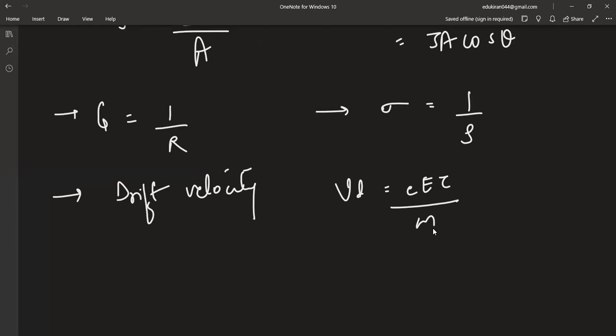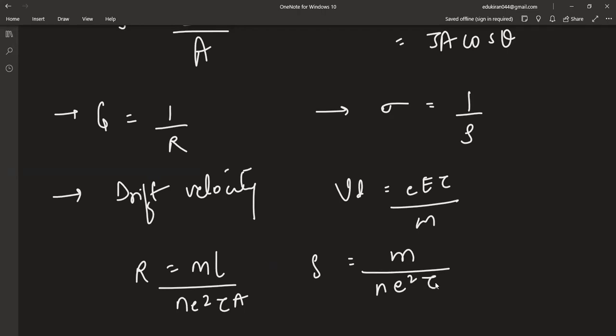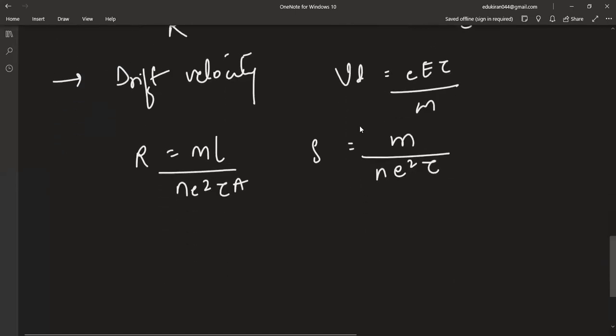Drift velocity Vd is equal to E tau by m, where E is the electric field. Using this, we have one more formula for resistivity, that is m by n e square tau. This was resistivity. Also, where drift velocity was used, current is equal to n e A Vd. This relation was also there.